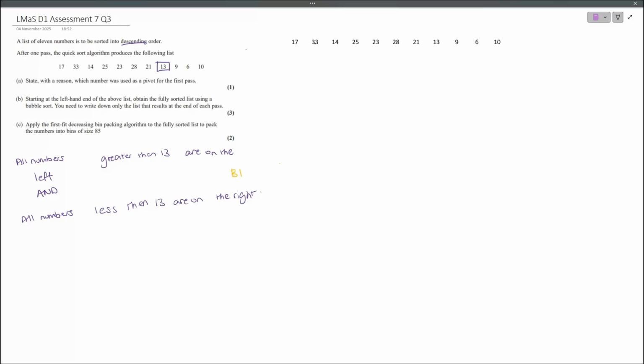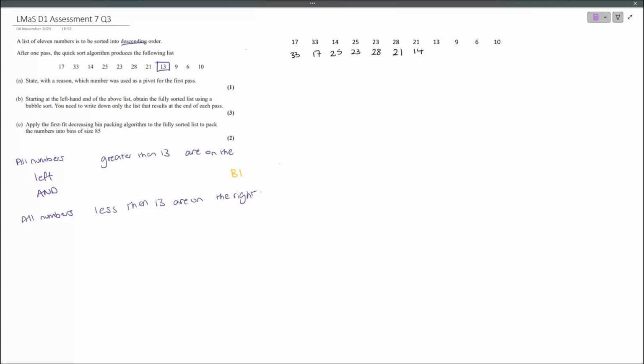Do 17 and 33 need to swap? Yes, they're the wrong way around. So we're going to get 33, and 17 is going to keep moving right until it no longer needs to swap, and it no longer needs to swap because 14 is now less than it. We're going to do the same thing with 14. 14 needs to move to the right until it reaches here, and it gets stopped by 13, which means that 25 moves to the left, 23 moves to the left, 28 moves to the left, and 21 moves to the left.